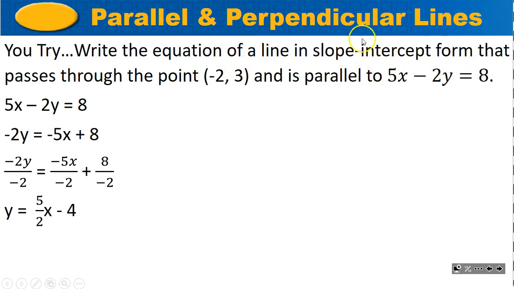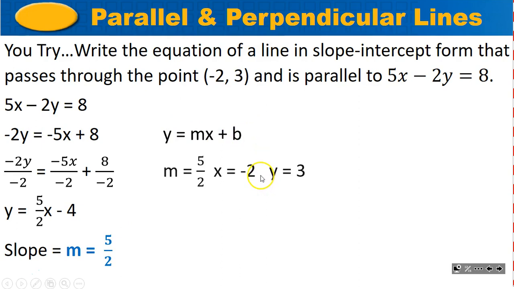And again, we're looking for a parallel line. Y'all see this right here? Parallel line. So we're going to keep that slope. So m is equal to 5/2. Once again, we're going to use our equation y is equal to mx plus b. We're going to put this x in, -2, that y in, 3, and this slope, 5/2, into that equation, and we're going to solve for b and get a new b.